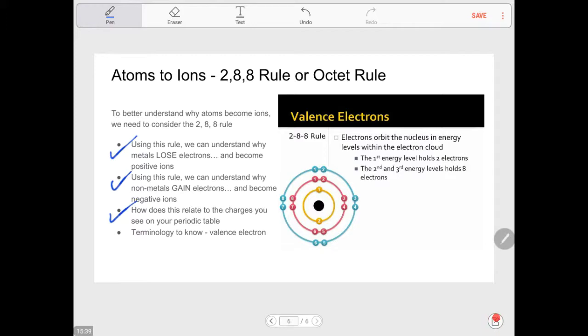We know that metals want to lose electrons. We know that non-metals want to take. And this is all going around this 2-8-8 rule and why it's happening. So I've given you a basic understanding, but if you watch the next video, that's where I really get into it. Okay, this is a crucial lesson. Please, please, please watch the next video.